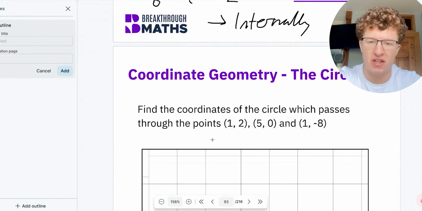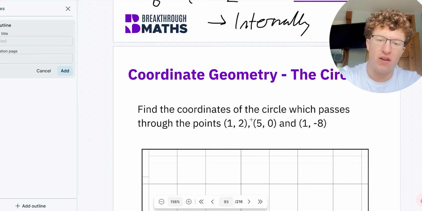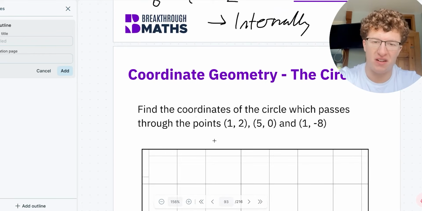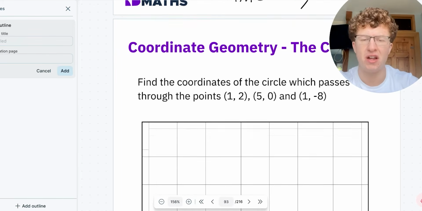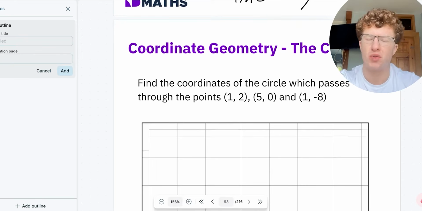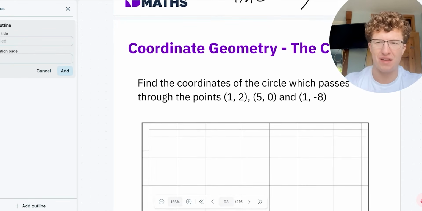Okay, this last question here for the circle, we want to find the equation of the circle which passes through these 3 points. This is a pretty difficult question if it comes up in your Leaving Cert. It's difficult in that there's a bit of work to it, but it's actually not that difficult in reality.